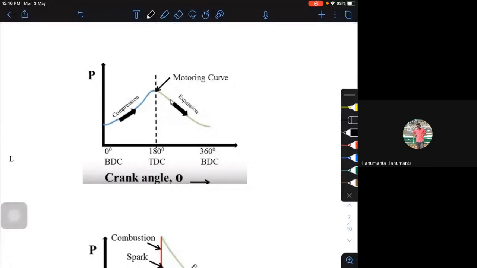Okay, fine. So I'm sharing my screen. Today we'll try to look into a couple of topics. One is combustion in SI engine, followed by combustion in CI engine. Combustion in spark ignition engine.